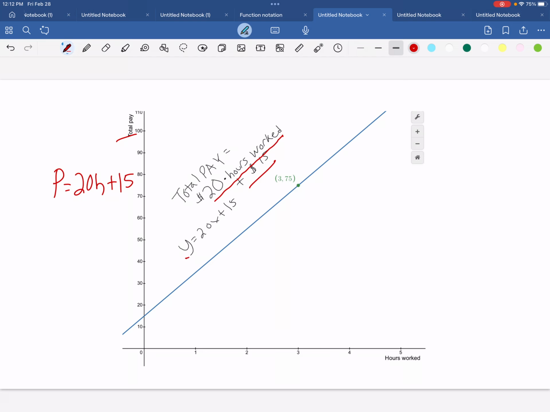But in y equals mx plus b form, that's the same as writing here. And remember, $20 is constant. Every hour it's 20. And the 15 is constant every time you visit. It's just 15 to start with.